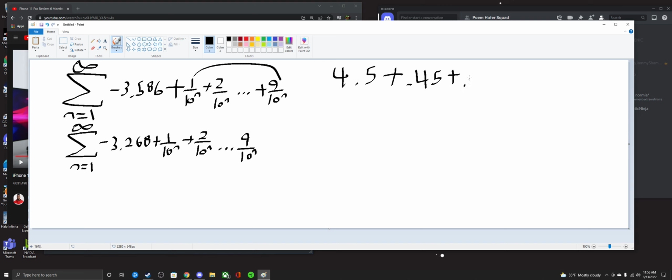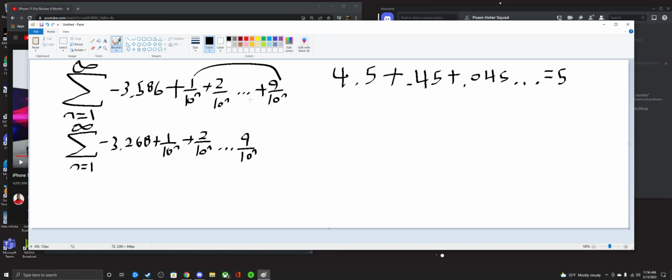0.45 and then 0.045. And essentially, as n approaches infinity, 1 over 10 to the power of n approaches 0, but if you add enough 0.45s and lower powers of that, it basically equals 5. So we can say that it converges to 5.